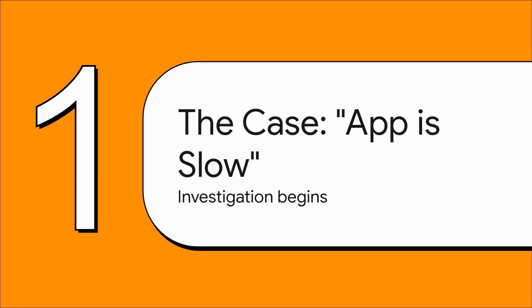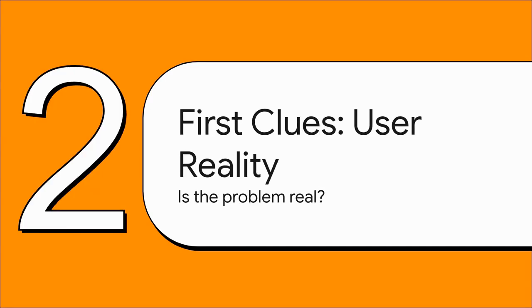Now look, it's so easy to panic here. But panic doesn't solve problems. What we need is a plan, a real systematic investigation to follow the clues and find the truth. Okay, first clues, the user's reality. So, is the crime scene even real?